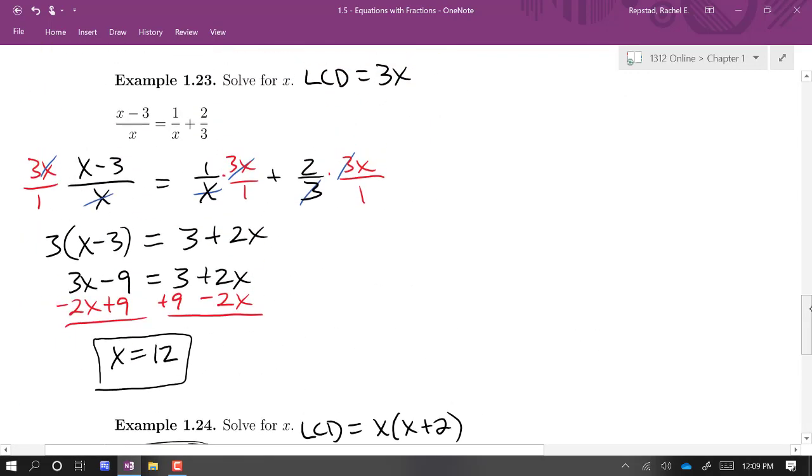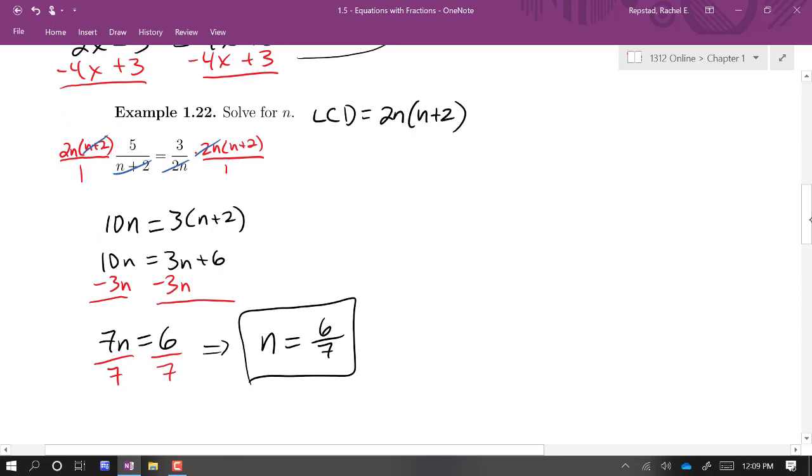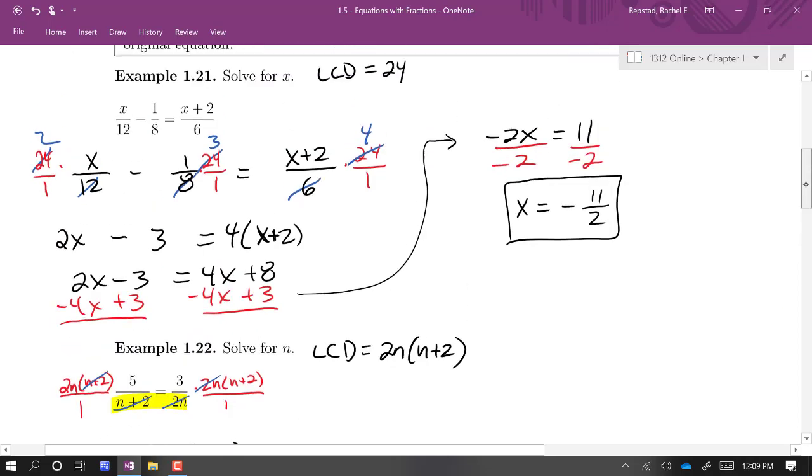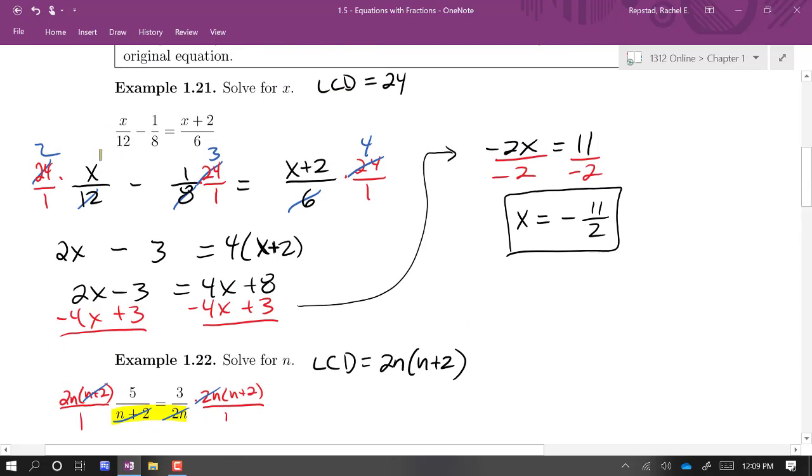And we could just really quickly note that here x equals 12 doesn't make a denominator 0, and n equals 6/7 doesn't make either of those denominators 0 either. And of course, in our first example, there were no variables in the denominators to begin with.